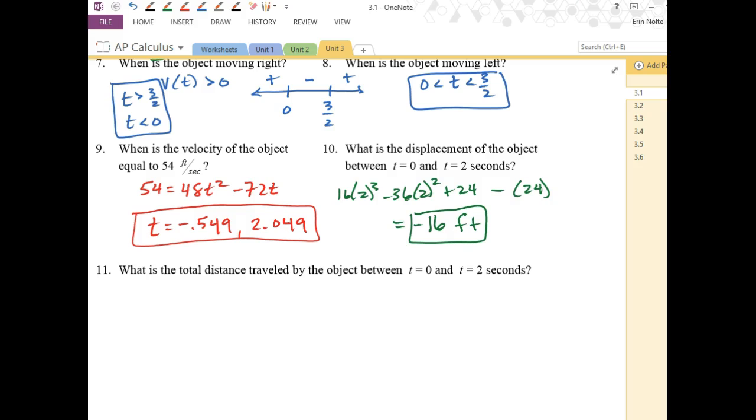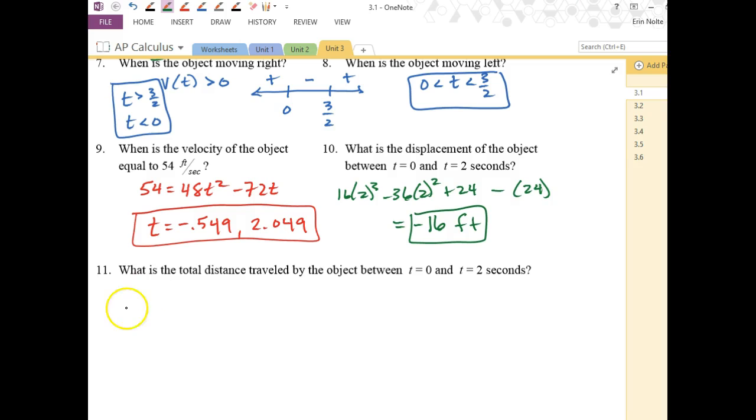Okay, so now, number 11 is slightly more complicated because we're talking about the total distance. Notice that when I did displacement, I got a negative value. So what I have to do is get total distances, but I need to have positive amounts of distances. The total distance traveled. What becomes important is those resting points, 0 and 3/2, and also my endpoints. I'm going to use my position function because we're still talking about the distance being traveled, and figure out the total distance between 0 and 2.